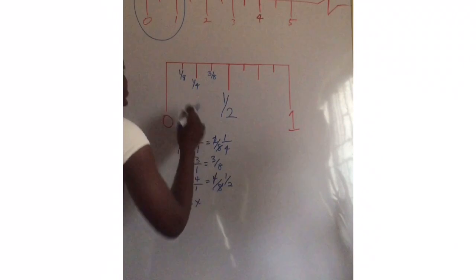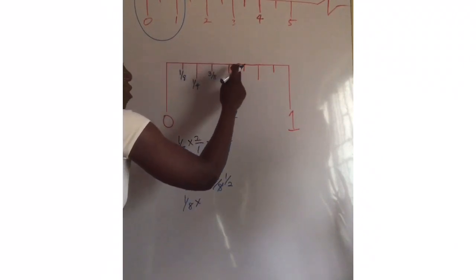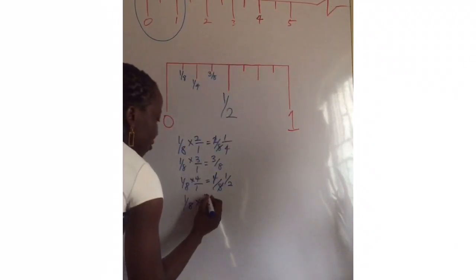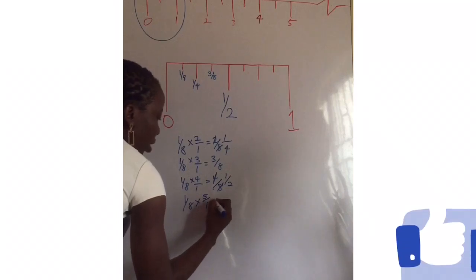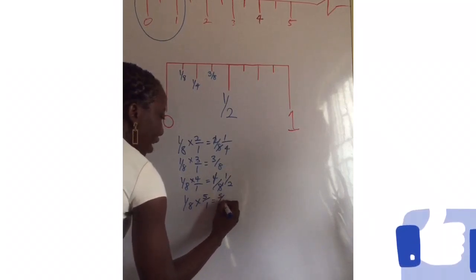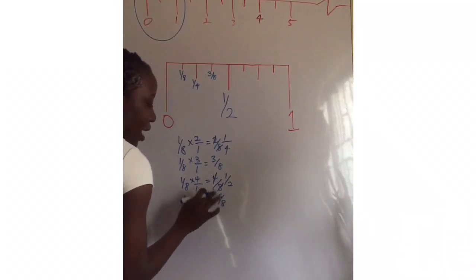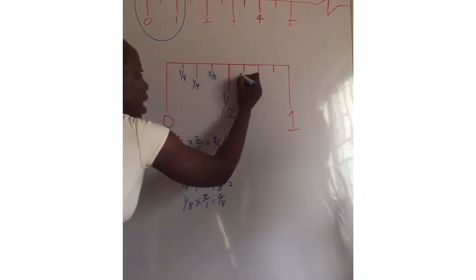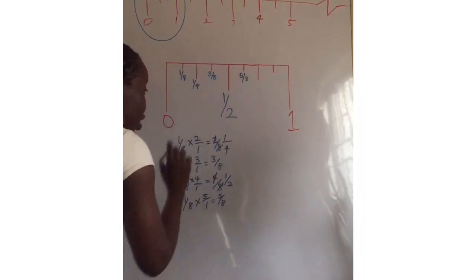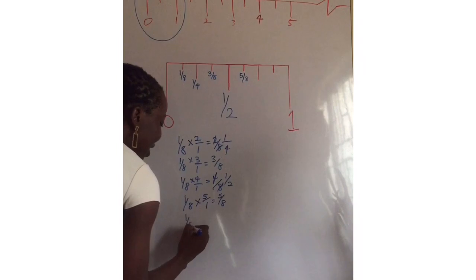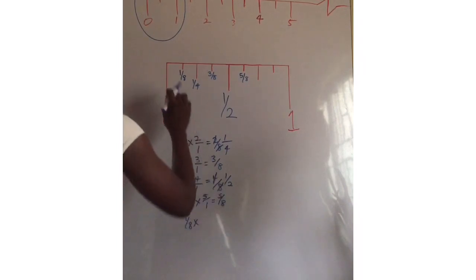1/8 times 1, 2, 3, 4, 5. The fifth one. 5/1, which is 5/8. You can't divide this any longer, so it's 5/8. You go to the next one as well. You can see it's getting more interesting. It's a very simple thing.